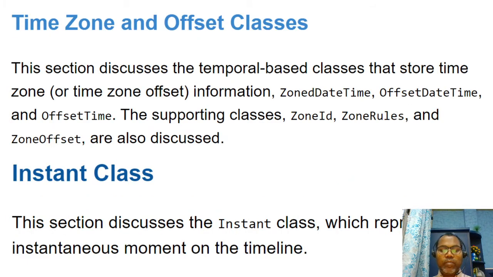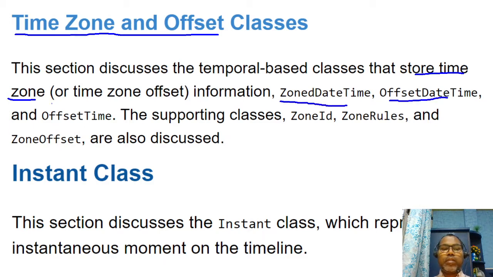And sometimes you want to know some zone ID, zone offset, regions. So for that they have created classes like time zone and offset classes. Okay, so all the times we have some time zones, on a region basis, zone basis, the particular information. So for that we have the ZonedDateTime, OffsetDateTime, and OffsetTime classes introduced.